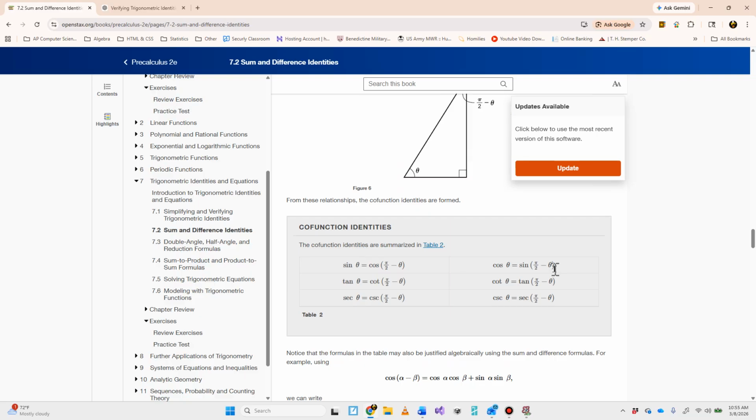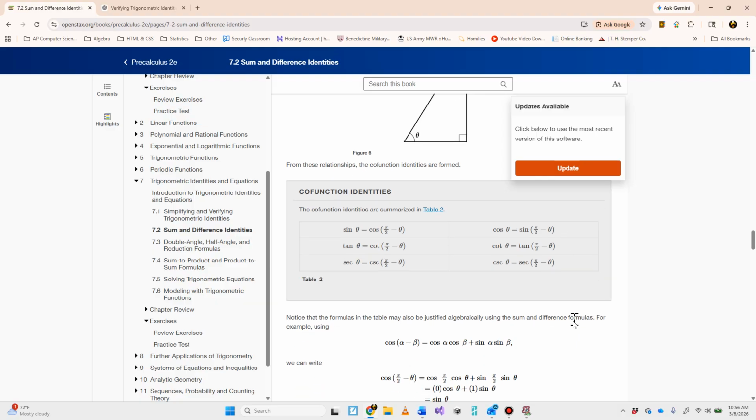Cofunctions. If you've noticed, cofunctions are just a difference formula. It's the cosine of pi over 2 minus theta. That's a difference formula. I could use the difference formula for cosine in both of those. But what's really interesting is that in some cases, when you have a particular value for alpha and a particular value for beta, I could actually use what's known as a cofunction identity and rewrite it to actually mean something else. Okay?